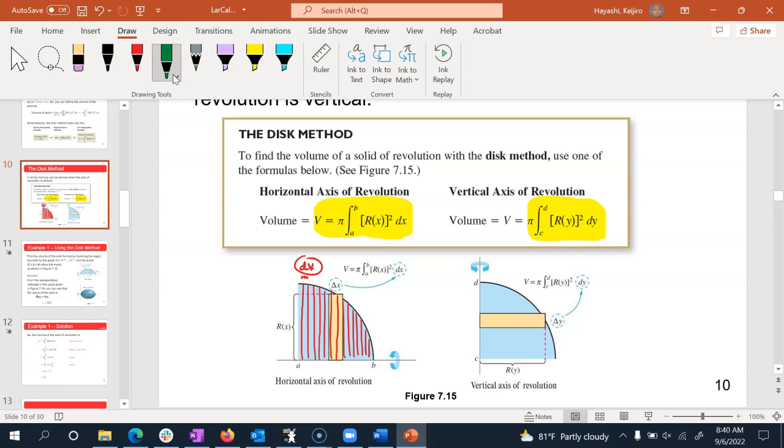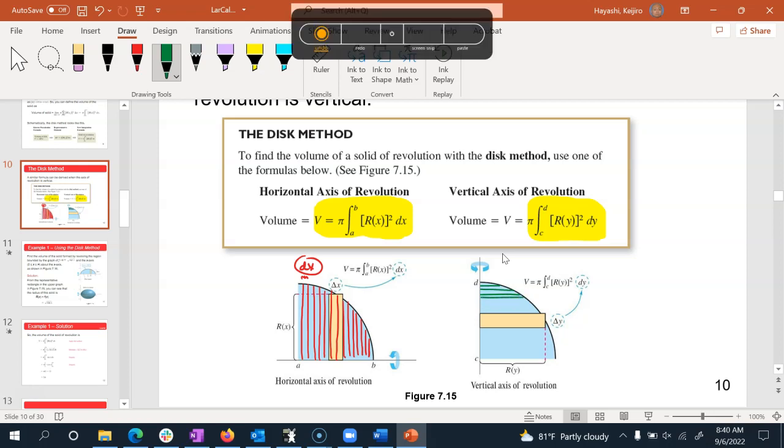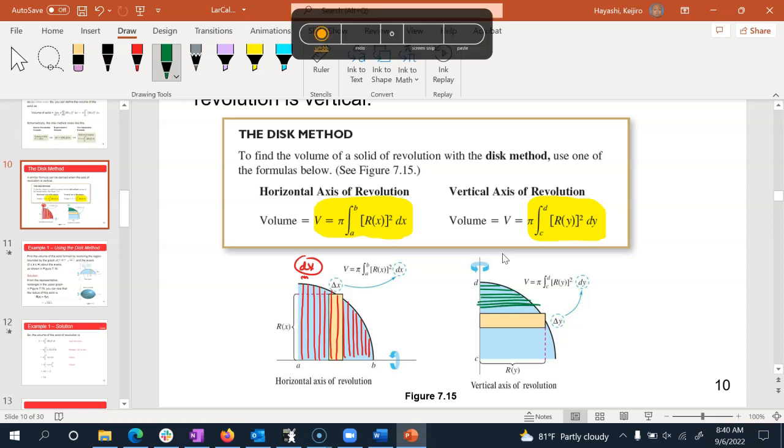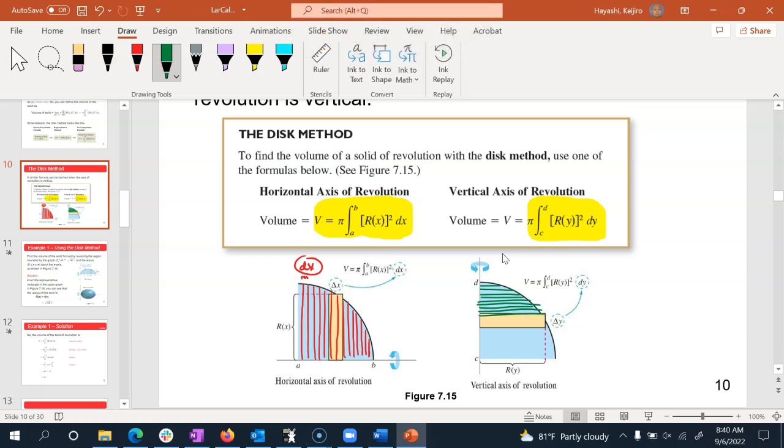So that's if you have a horizontal axis of revolution and you're forming these disks. If you have a vertical axis of revolution and you're forming disks, well then, in order for you to form disks, your slices must be going horizontally. And the infinitesimal thickness of each of these slices is best described as dy instead of dx. Imagine these lines are straighter.